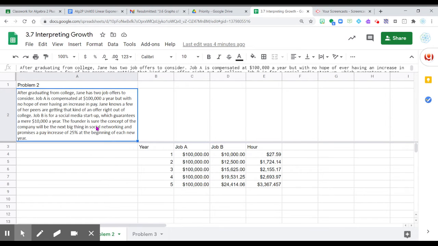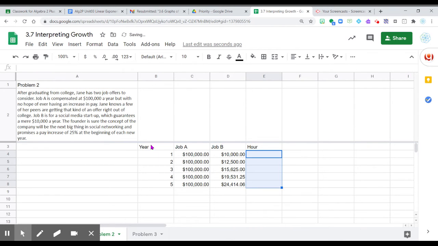After college, Jane has 2 job offers to consider. Job A is compensated at $100,000 a year, but with no hope for ever having an increase in pay. Jane knows that a few of her peers are getting that offer right out of college. Job B is for a social media startup, which guarantees a mere $10,000 a year. The founder is sure the concept of the company will be the next big thing in social networking and promises a pay increase of 25% at the beginning of each new year.